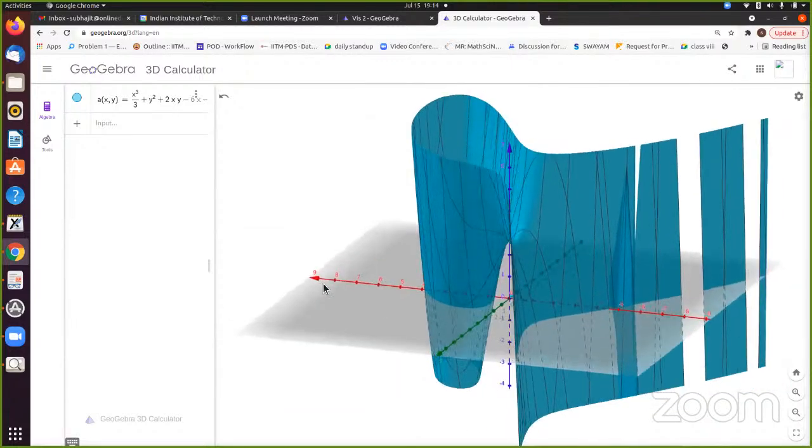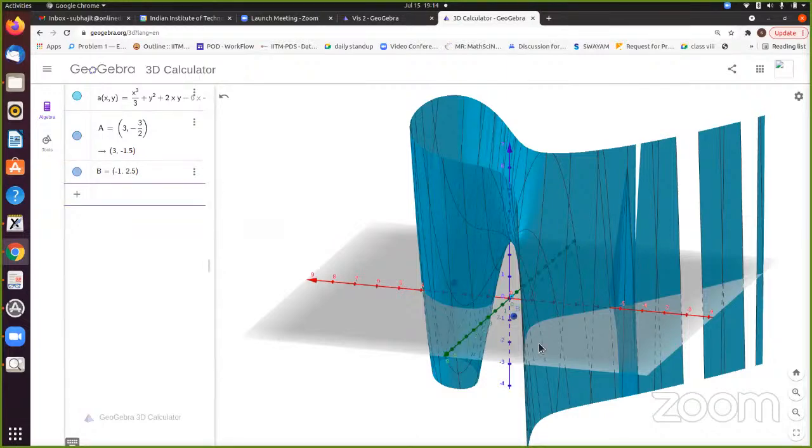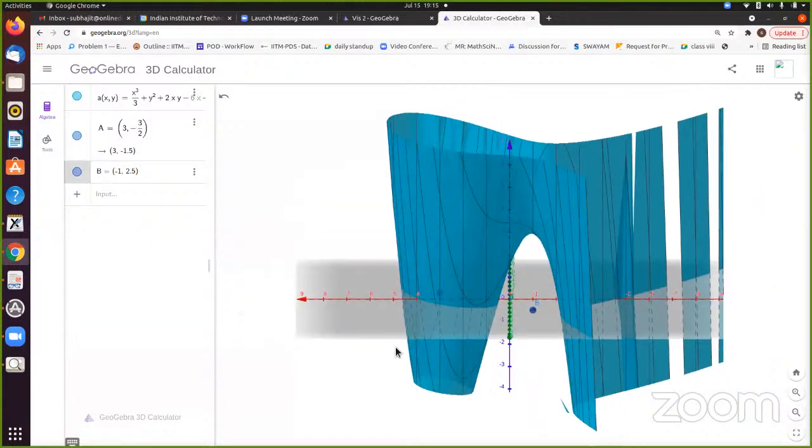Okay. So this is the function we are talking about, and what are the points we are getting? Can someone tell me? It is (3, minus 3 by 2). Another is (minus 1, 5 by 2). Right? 2.5. It's right. Yes, sir, it's correct.